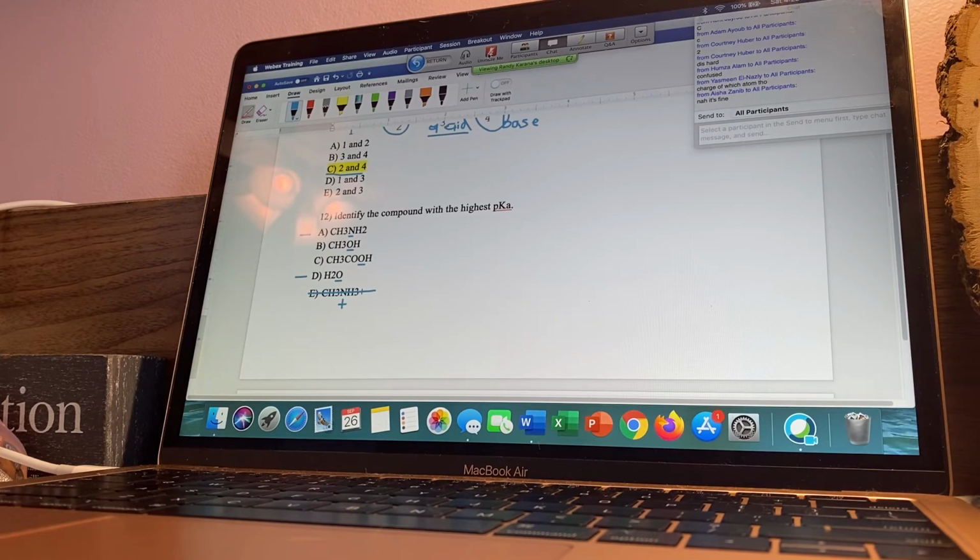So which one's going to be more acidic? O or N? Well, it's A. It is A. O is going to be more acidic. And so again, since we're looking for the least acidic, the highest pKa, we can cross out D, we can cross out C, we can cross out B.